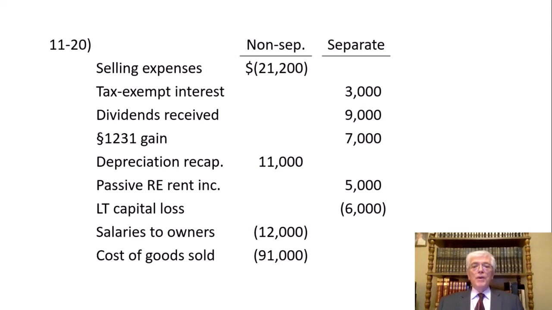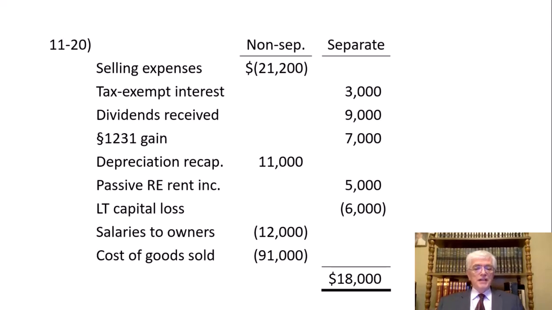We don't know. We will assume, however, they don't actually say this, but we have to assume that the separately stated items have been listed in their entirety. And if you total them up, 3 plus 9 plus 7 is 19, plus 5 minus 6 is 18, $18,000 of separately stated items. And we will assume that that is an exhaustive list, even though we know there's missing pieces in the non-separately stated income. We'll assume that the separately stated items are all there.